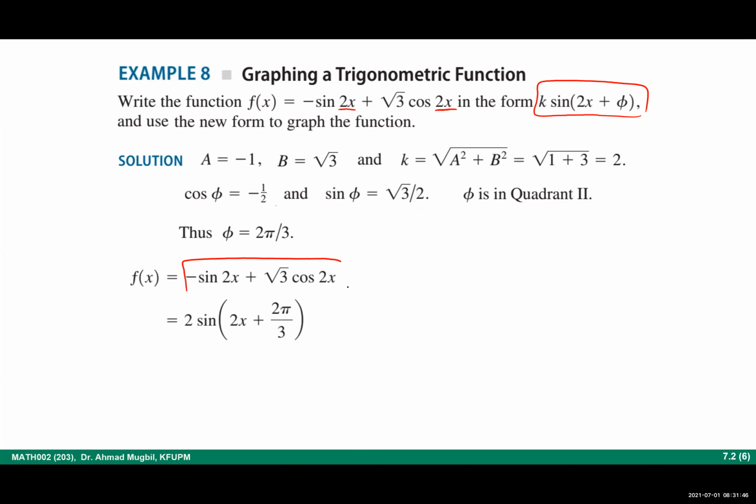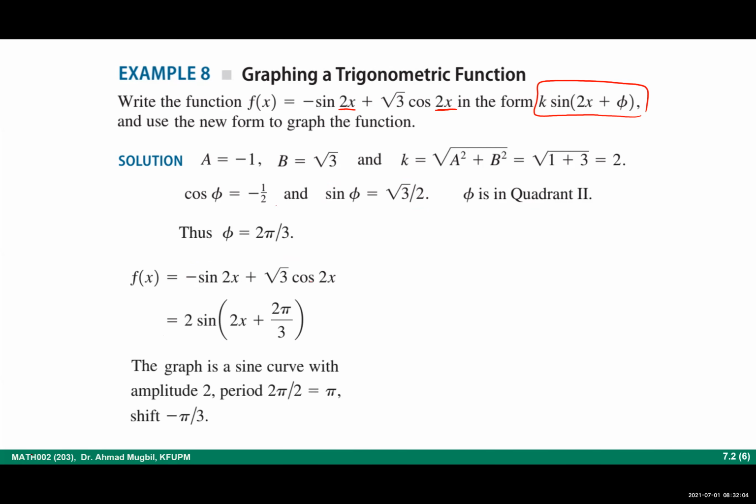So we have this function written in this reduced form. We reduced this expression from two functions to only one function with the help of the reduction formula. Now from this function, you can get all the information that you want. If you want to sketch the graph, by the way, he asked for sketching the graph. So this is a sine curve with amplitude 2, the period is pi, the horizontal shift is negative pi over 3.